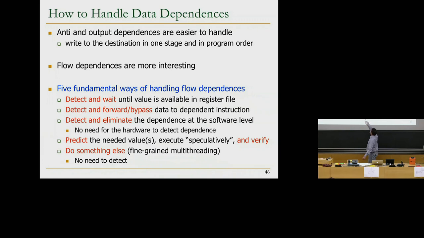So, if there is a flow dependency, we can detect and wait. We can wait until the value is available in the register file. Remember before what was happening, that we said, what happens if the subtraction depends on the load word that was coming before it? If this is an issue, wait, let the load word finish, and we'll just hold the pipeline until the load word has finished and written back its value. The second thing is, well, this is the easy way, right?